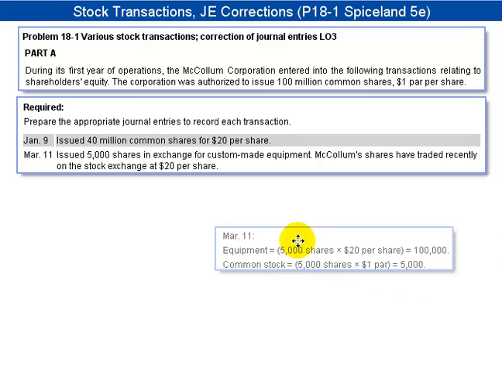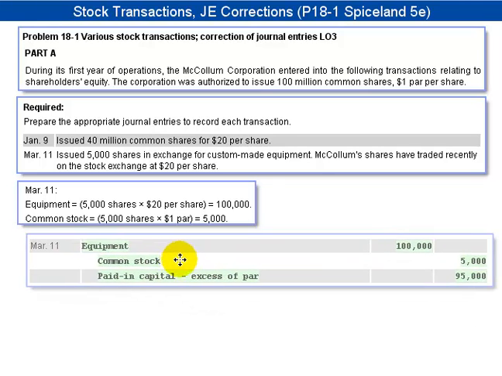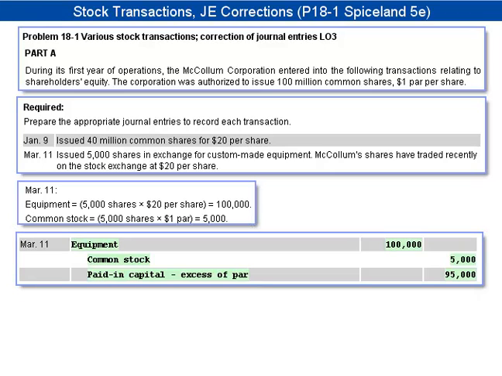So the calculation we need to make looks like this. We take the 5,000 shares at $20 per share to come up with $100,000 as the value of the transaction. And again, 5,000 shares at $1 par is 5,000. That's the amount of legal capital that needs to be recorded. So the transaction we need to make to record the March 11th transaction includes a debit to equipment of $100,000, the fair value. Common stock increased by $5,000 with a credit, and the difference again credited to paid-in capital in excess of par.